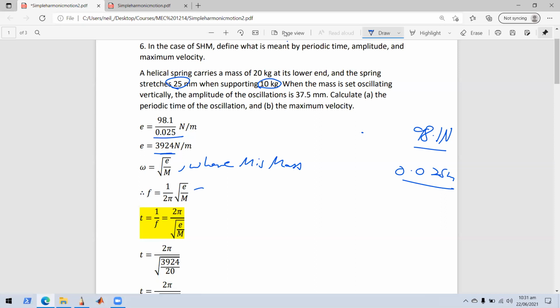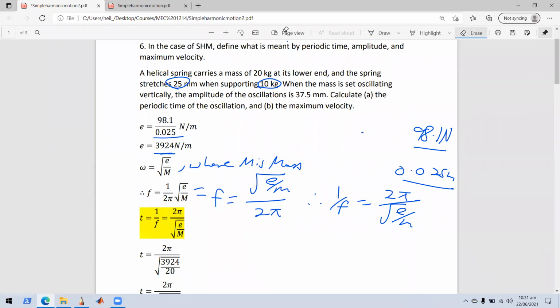Makes sense? Because this here, let me just write that back, is essentially root E over M divided by 2 pi, right? This here is equal to F. So therefore, 1 upon F, flipping F, is equal to 2 pi divided by root E over M, right? So we end up with this general formula here.